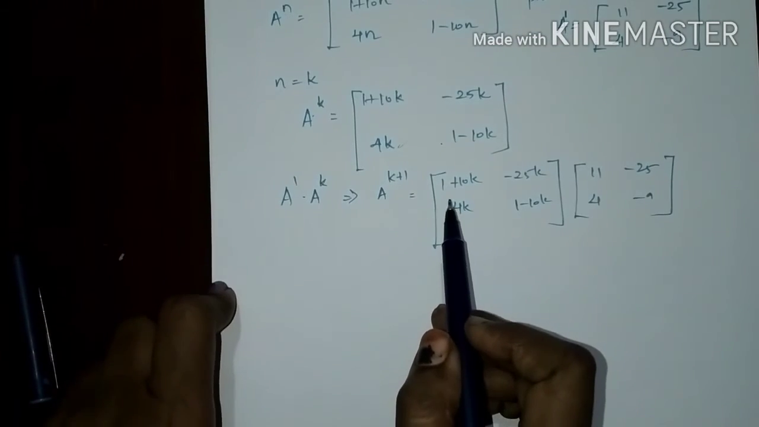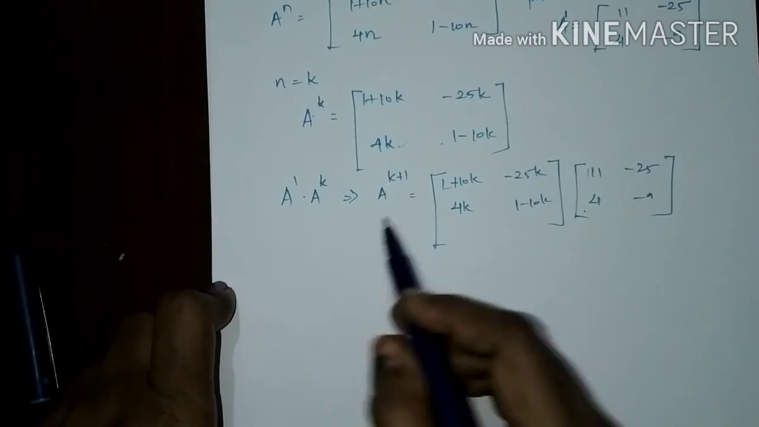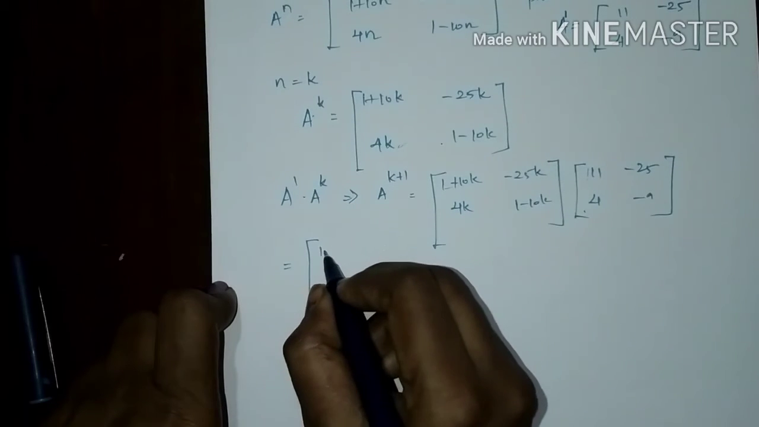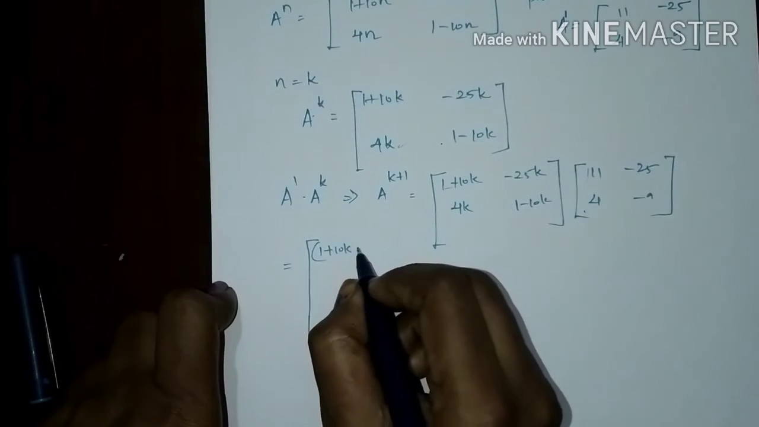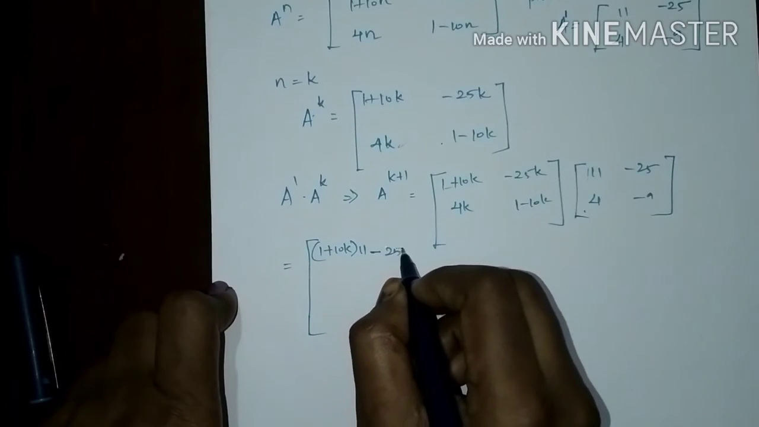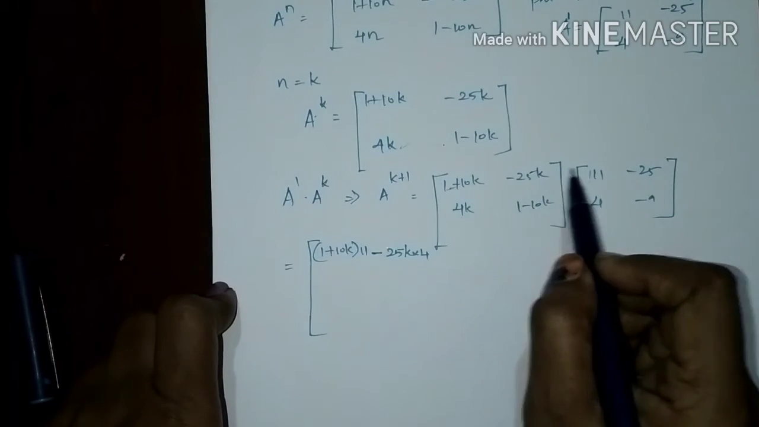Now we have to do the matrix multiplication. That first row is multiplied with the first column of the matrix to get the first element, right? That is 1 plus 10k into 11 minus 25k into 4, right? Second element would be first row and second column.